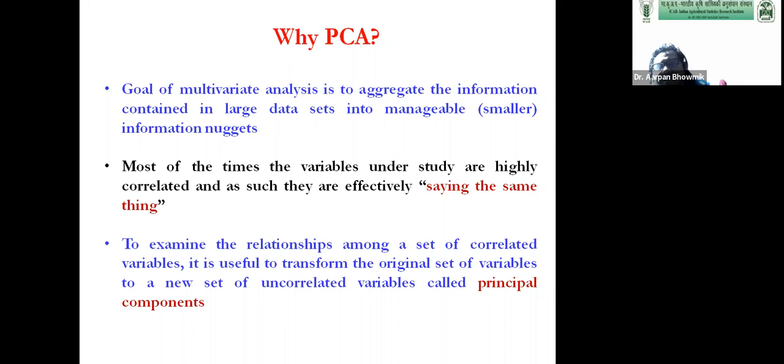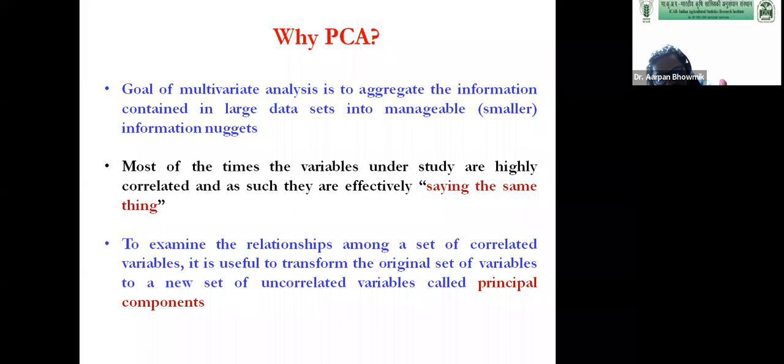So whenever we deal with multivariate analysis, what is the main purpose? We will try to aggregate all the information into smaller pieces. So that is the main purpose. Now, when we are dealing with multivariate scenario, generally it is very common that there are different variables which may be correlated with each other.